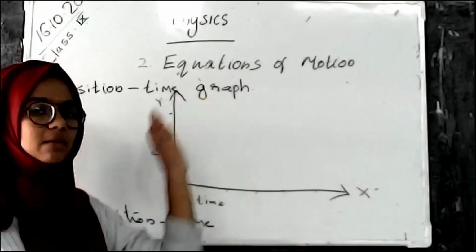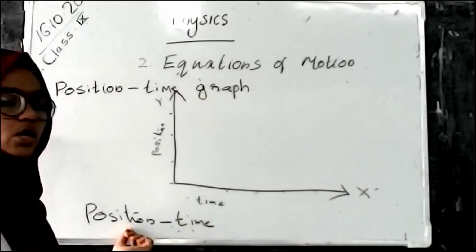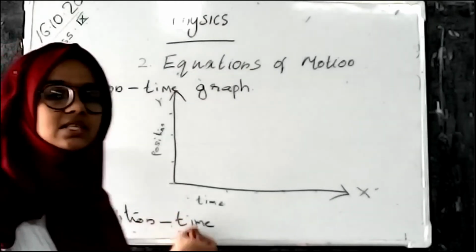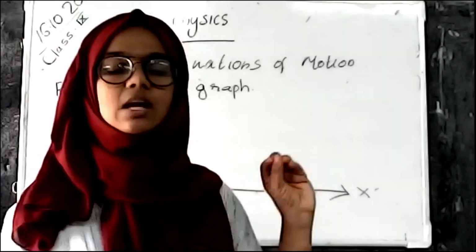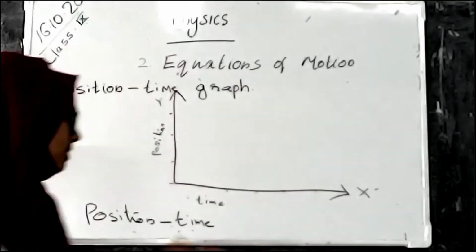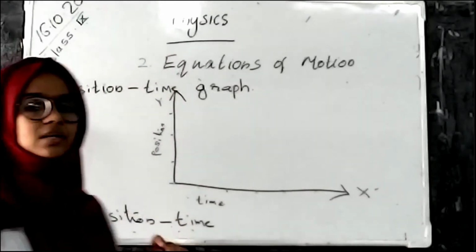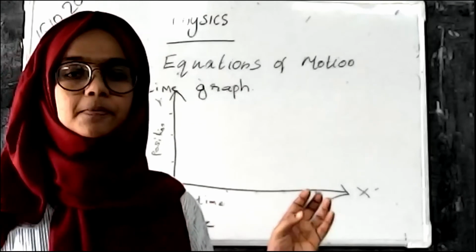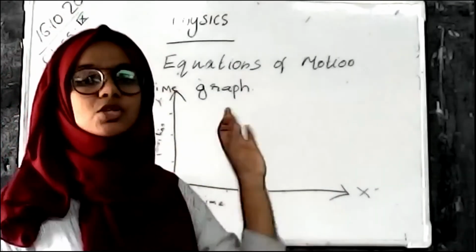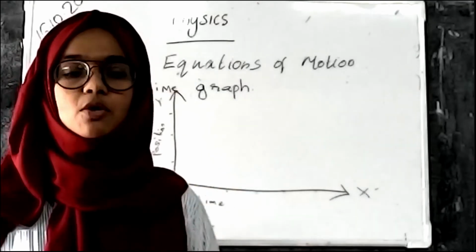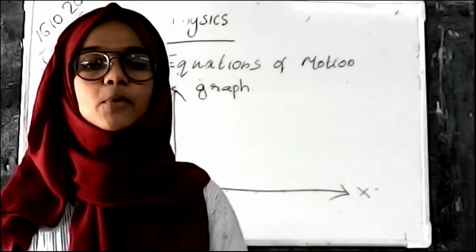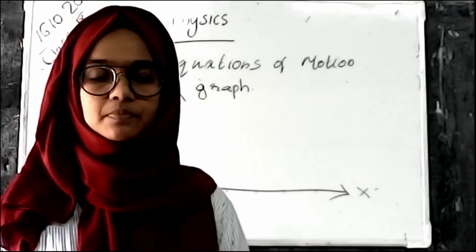But when we are naming the graph, first we use the position on the y-axis and the time on the x-axis. So simply, the name of the graph is position-time graph. For writing the name, we use a hyphen: position-time. A position-time graph is the graph showing the time and position of a moving body. I think all of you understand what a position-time graph is.